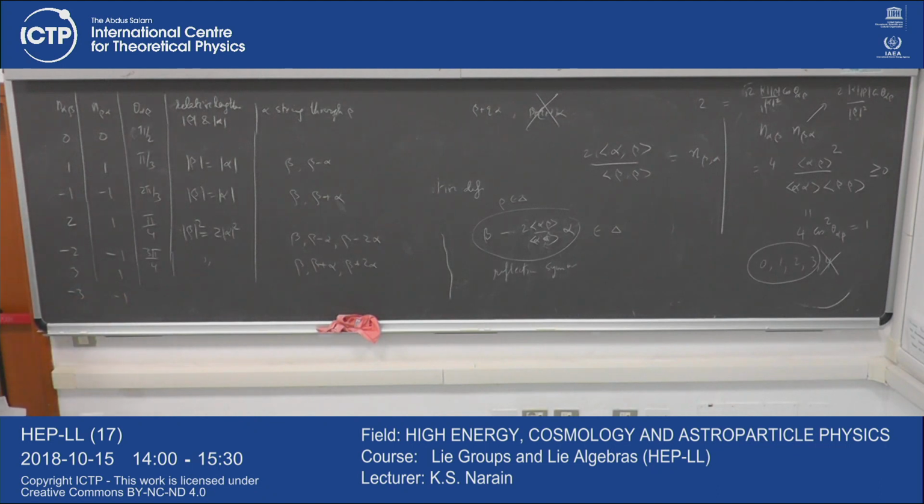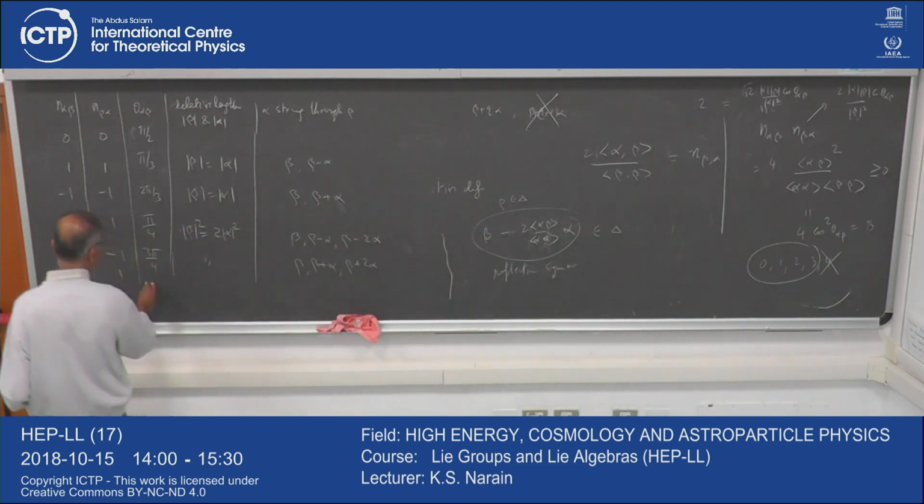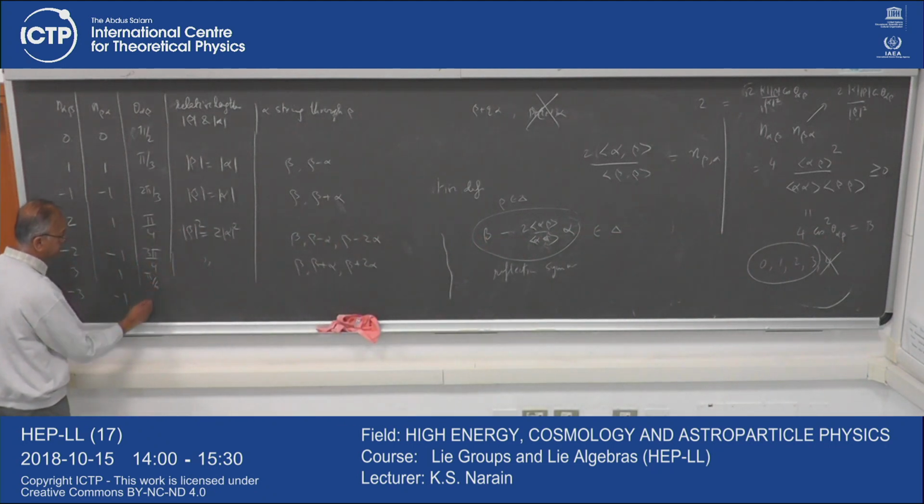3, 1. So this product is 3. So then it's 3/4. So cos theta is root 3 by 2, which means 30 degrees, right? So 30 degrees is pi by 6. So this is pi by 6. And here it is pi minus that, which means 5 pi by 6.